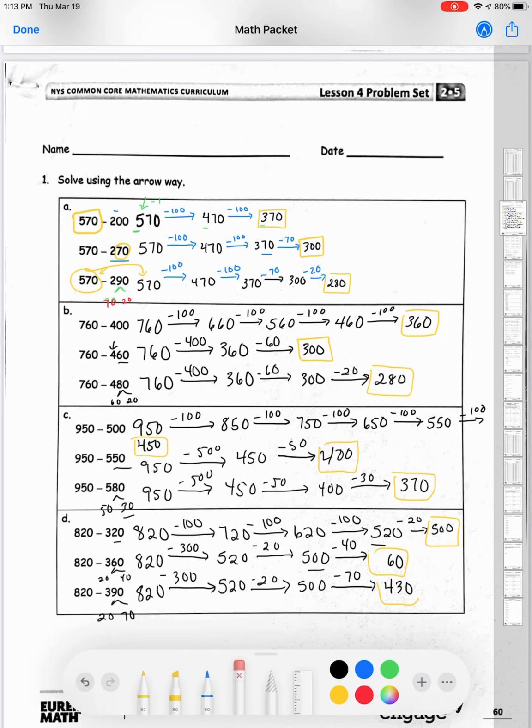Oh my gosh, were you thinking the whole time, Miss Gonzalez, did you make a mistake? I did, kids. I did make a mistake. I forgot that this is, oops, let me get my eraser. Some of you were saying, Miss Gonzalez, you made a mistake. And I said, yep, I did. 460 right there. No wonder I was thinking, what am I thinking?